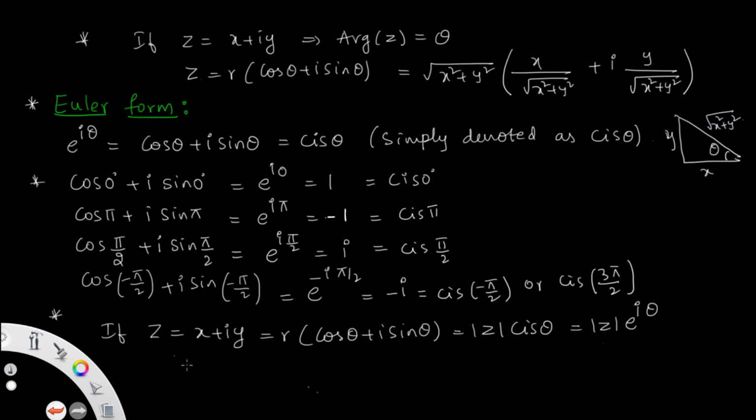So we can write it as a shortcut: z equals x plus iy, which equals r into cos theta plus i sin theta, where r equals modulus of z, and cos theta plus i sin theta is cis theta. That is, mod z into e to the power of i theta.